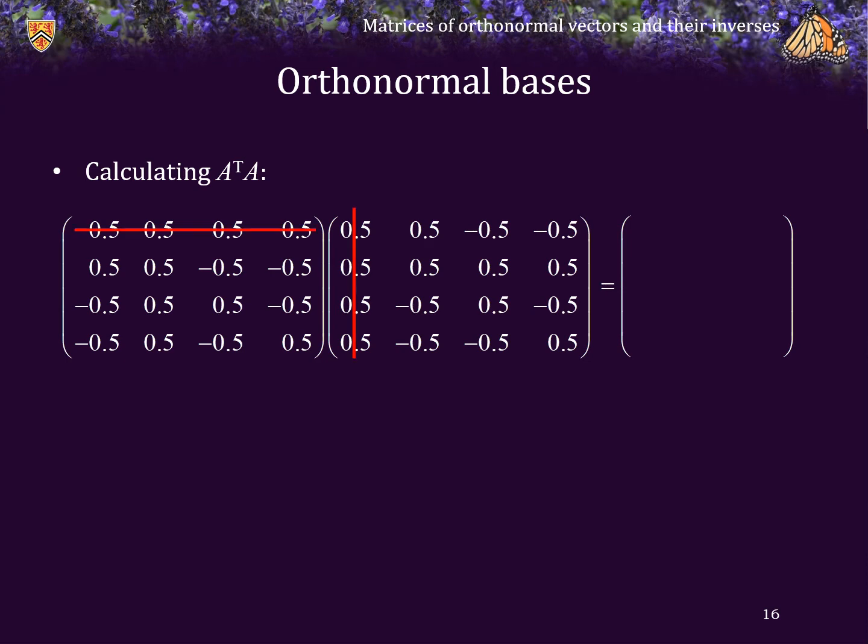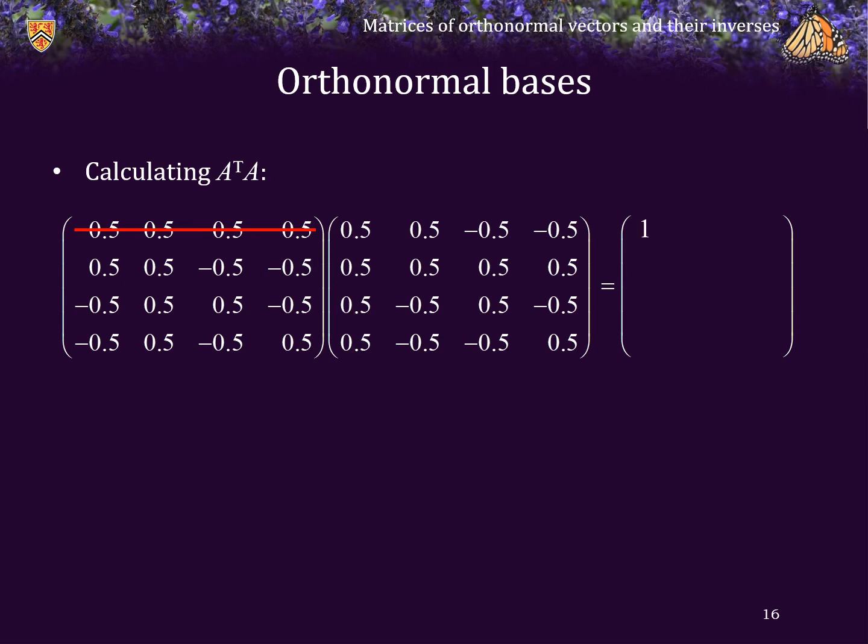So when we calculate the first entry, we are element-wise multiplying the first row times the first column, which is the inner product of the first orthonormal vector with itself, so that must equal 1.